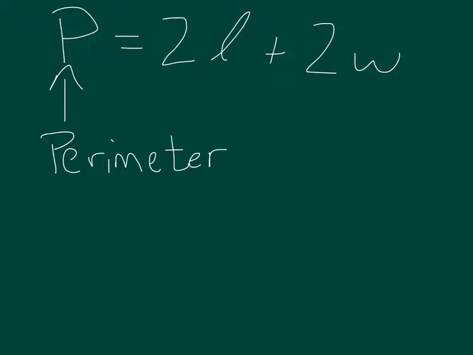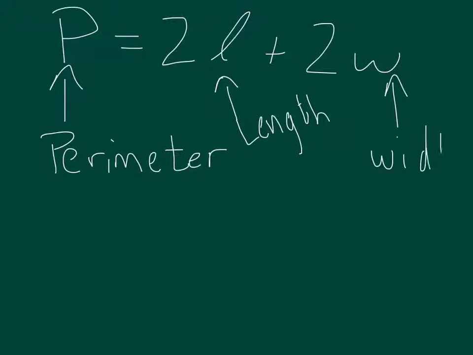Now, there's also two other variables, that L and that W. What this L means is length. This W means width.